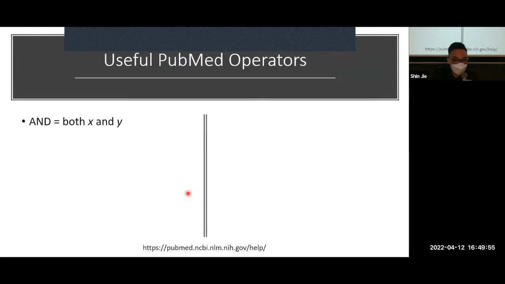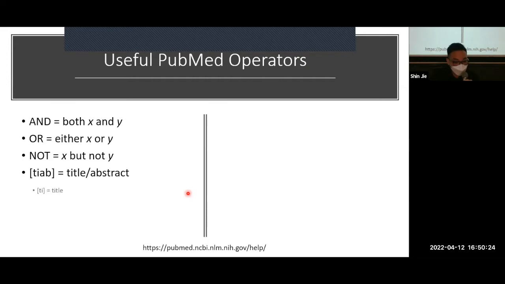And here are some useful PubMed operators. AND is both X and Y. You can use OR. NOT is very useful because PubMed doesn't have an operator for filtering out original research only. So if you use NOT, you can write lactoferrin NOT review, and then use the PubMed operator PT, publication type. So you can filter out all the reviews and just get the non-review articles. So NOT can be useful.